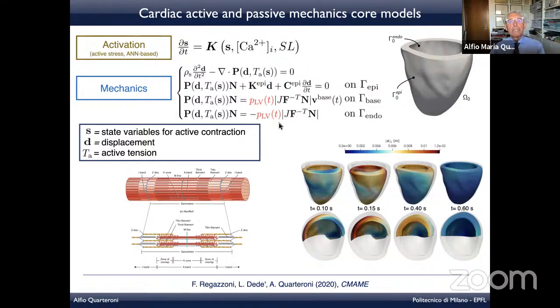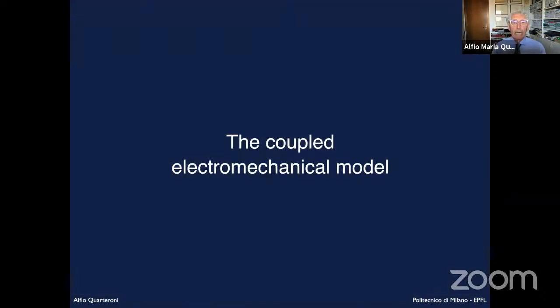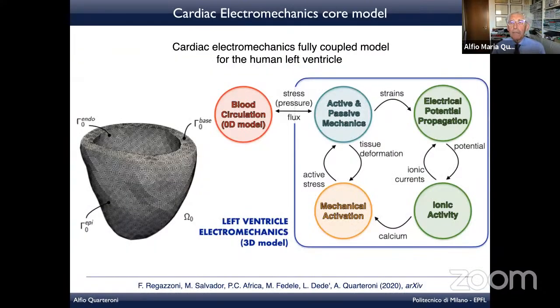There's the second core model, the one that has to do with the mechanical deformation of the ventricle. Then you have to couple the two things together. So you have to couple the active and passive mechanics with the electrical potential propagation, with the ionic activity, and the mechanical activation at every single cell level, or cardiomyocyte. So this is what we call the electromechanics core model.